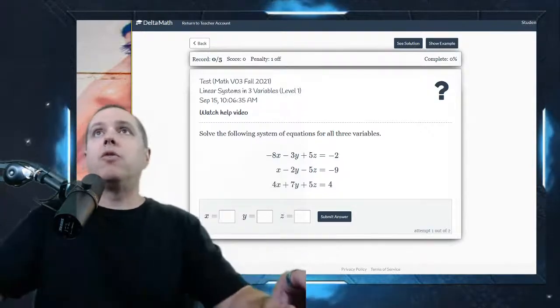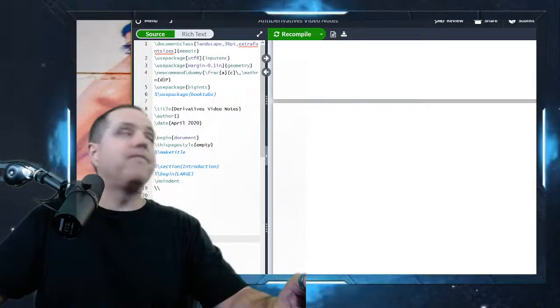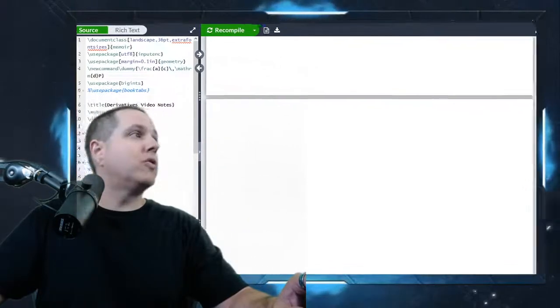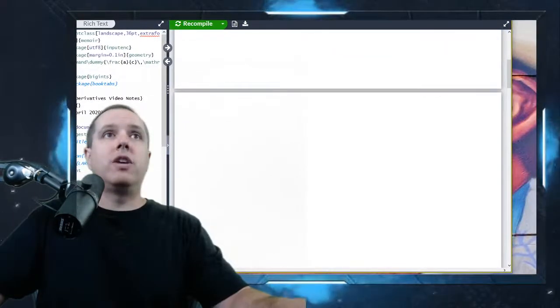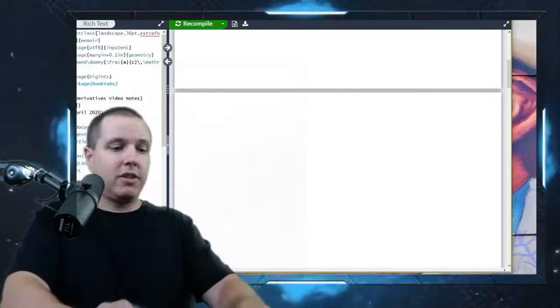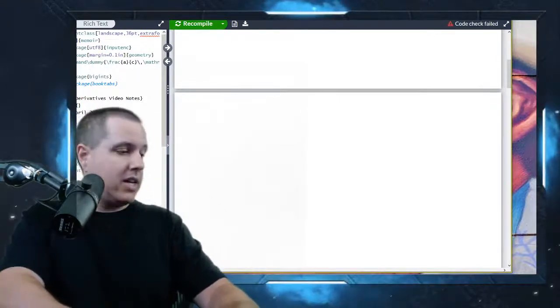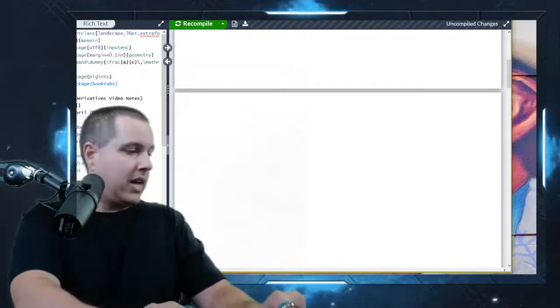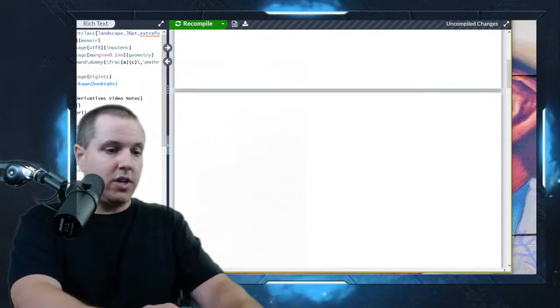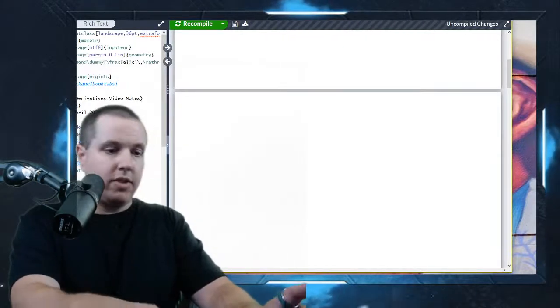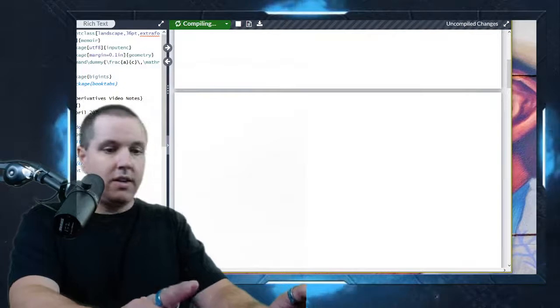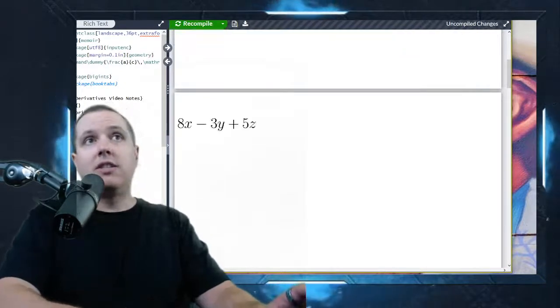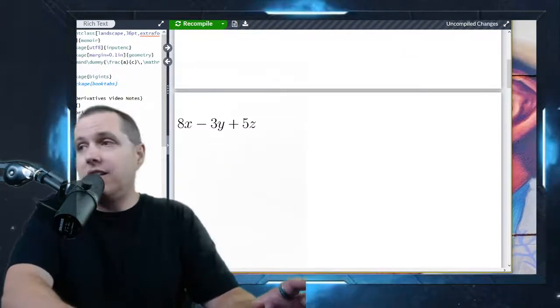Okay, so I'm going to go over and we'll do it here. Move this over a bit more, and I'll show you how to do this. So we want to solve the systems of equations where we've got 8x minus 3y plus 5z equals -2. And the good news is the step we have to do is just an elimination step.